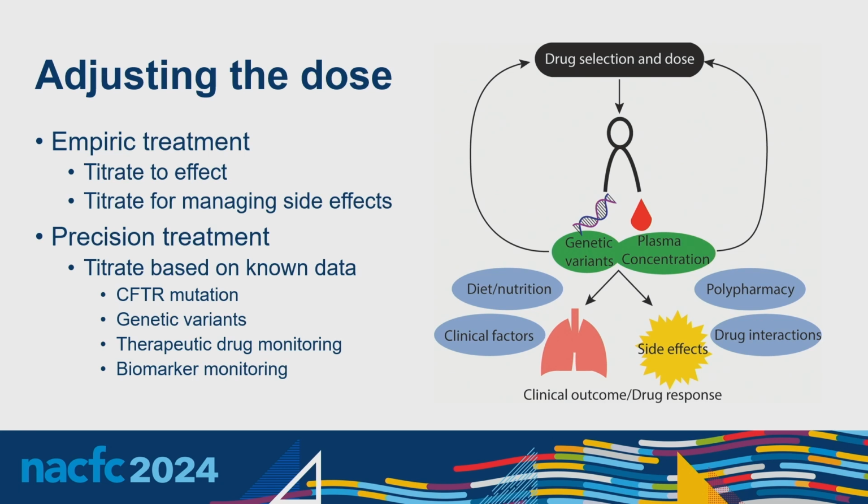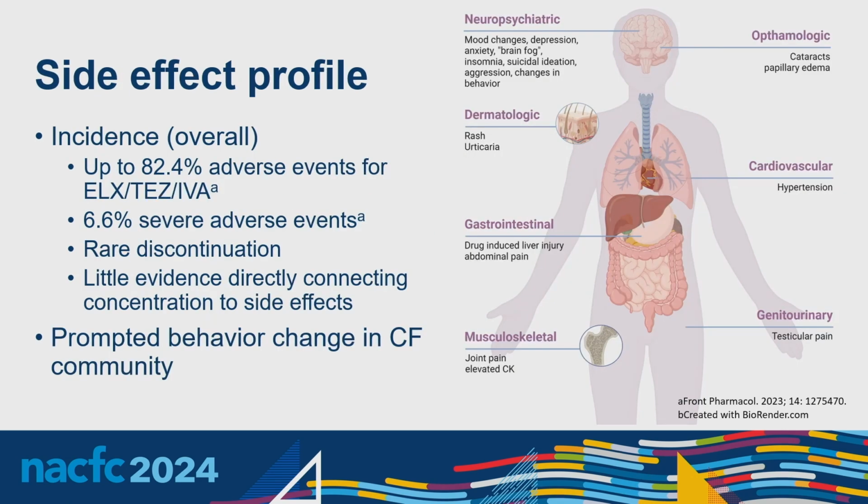We can use blood concentrations for therapeutic drug monitoring or use biomarkers such as sweat chloride and lung function and all the other ones that we use for our clinical trials. And the figure on the right side of the screen kind of illustrates this complexity of what we might incorporate into precision dosing or precision treatment. And I have in the blue ovals other things that we also might be thinking about or that could contribute to clinical outcomes and drug responses that we may or may not incorporate into this process. The reason that we're talking about dose adjustment today is primarily because of the side effect profiles. It's not the only reason, but it certainly seems to be the most common.